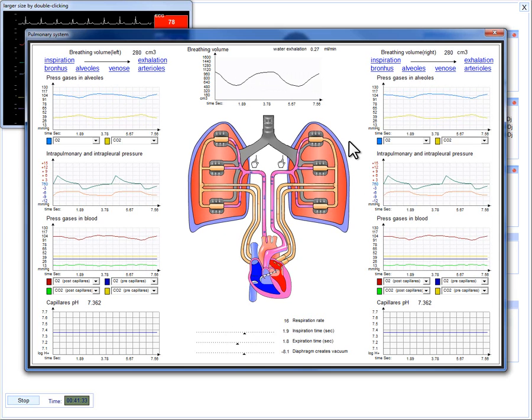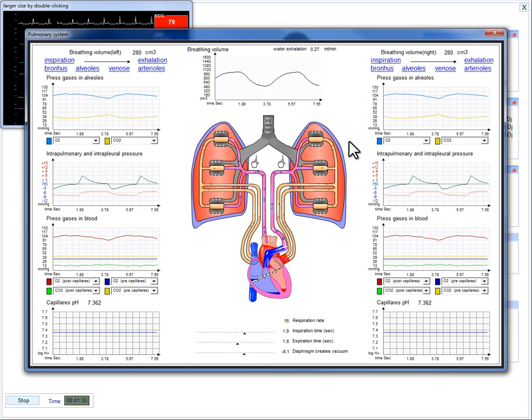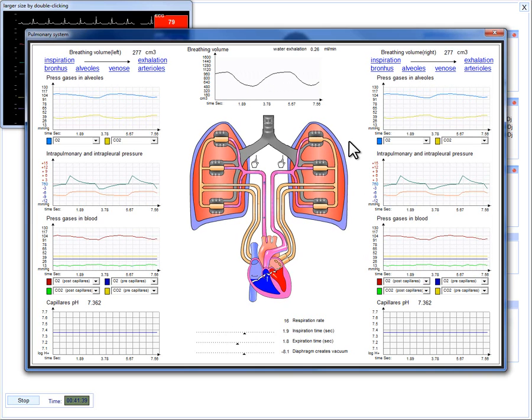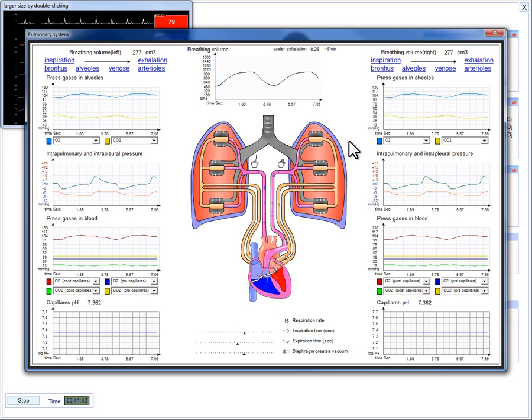To obtain the characteristics of the aerohematic barrier in the left or right lung, left-click at the top of the image of the corresponding lung.